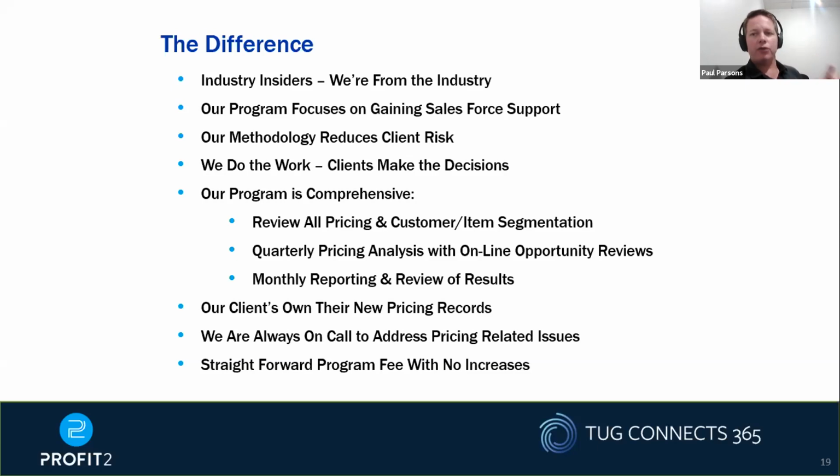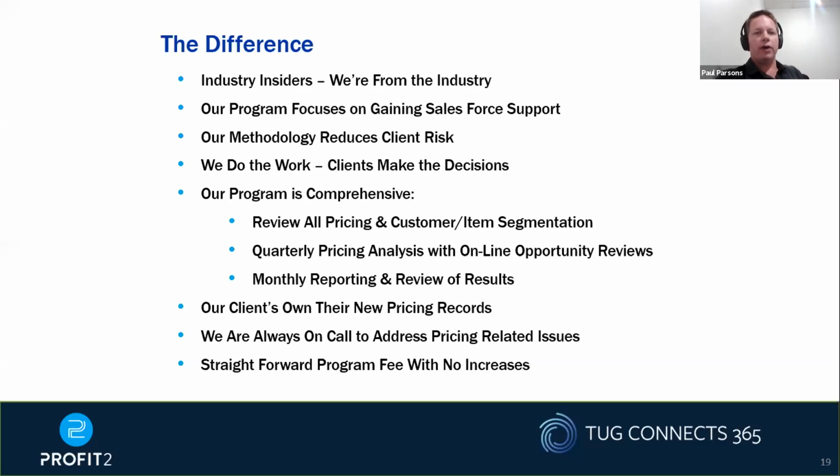All the pricing records reside in our client system, so it's not a module that latches on. Where if you feel like, hey, I want to hire a project or Profit2 for more of a project basis for a year or two, you own all the pricing records. You're hiring us to affect change on the system. So that's really our key differences, I think.